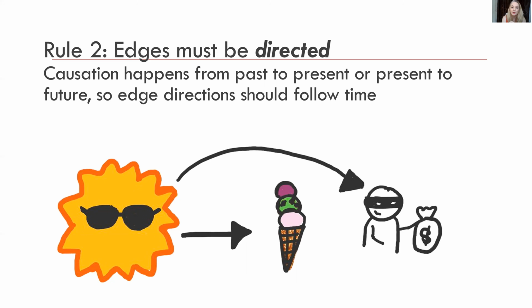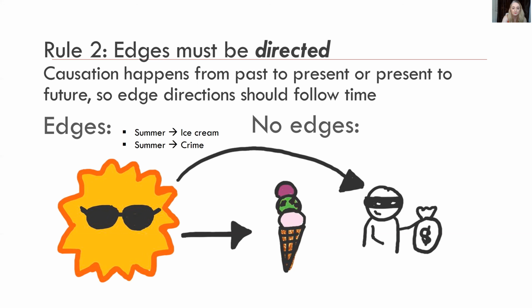So in this particular picture, the heat in summer causes ice cream consumption to go up. The heat in summer causes crime to go up. We're not saying anything about whether crime affects summer or ice cream affects heat with these arrows. We're only talking about the effects of summer on those 2 variables. So in this graph, we have edges summer to ice cream and summer to crime, and those are telling us about what we think is the cause and what we think could be the effect.